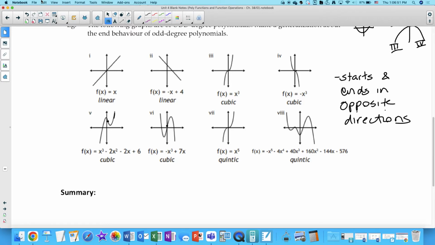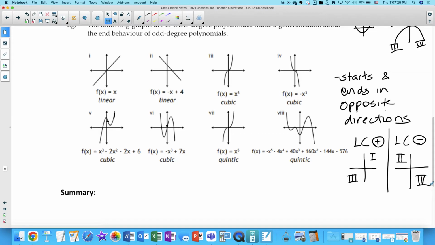Okay. What about the leading coefficient? How does that play in? If the leading coefficient's positive, where does it start and where does it end? So we start in, what's that? That's quadrant 3 to quadrant 1. Yeah. And if the leading coefficient is negative, it starts in quadrant 2 and goes to quadrant 4.